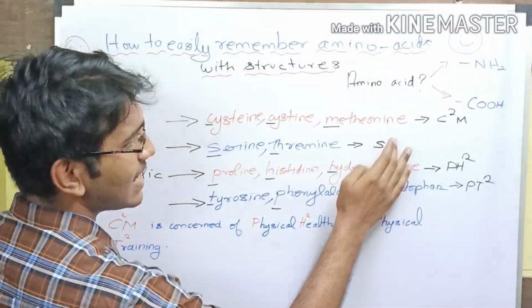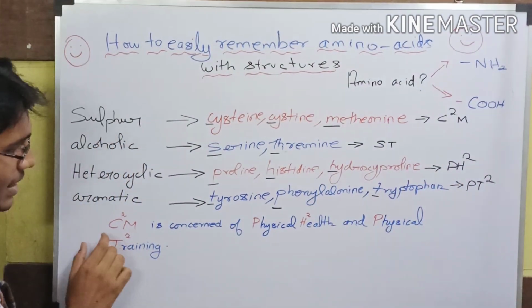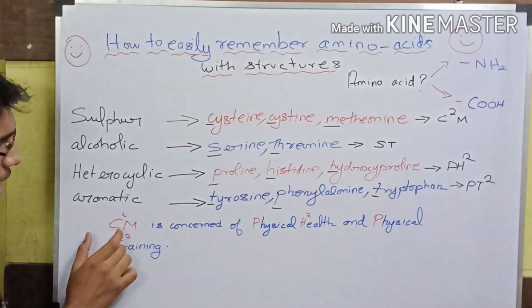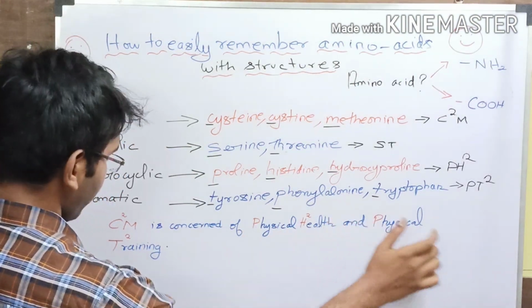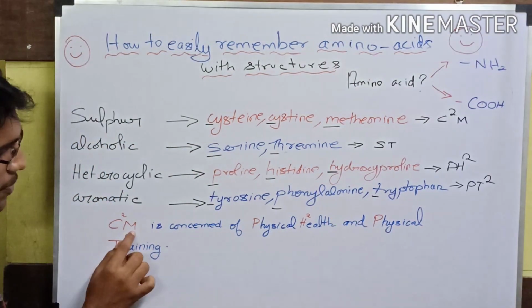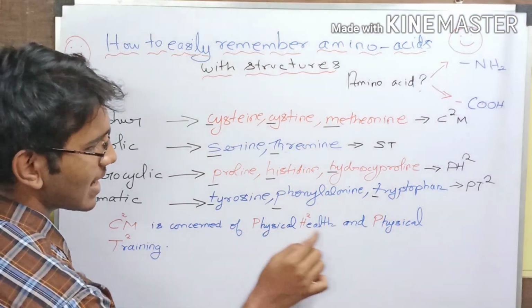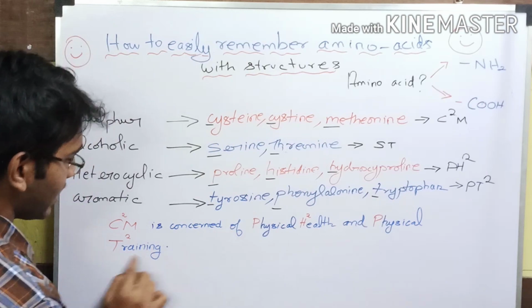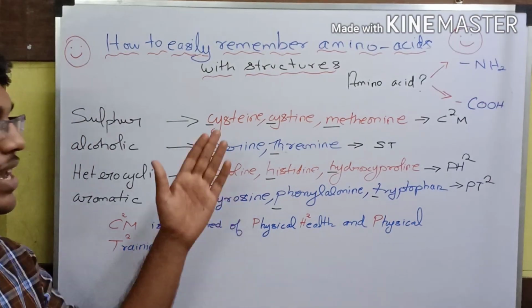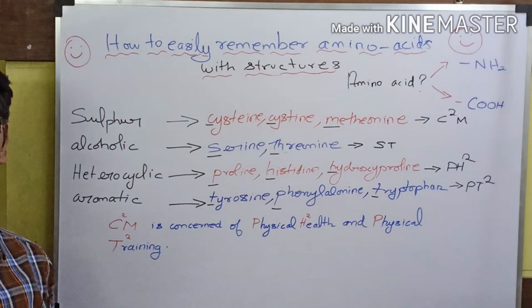We have linked these letters with the help of this sentence. CM, Chief Minister, is concerned of physical health and physical training. CM is concerned of physical health, PH, and physical training, PT. So, by this, we can easily remember the names of amino acids.